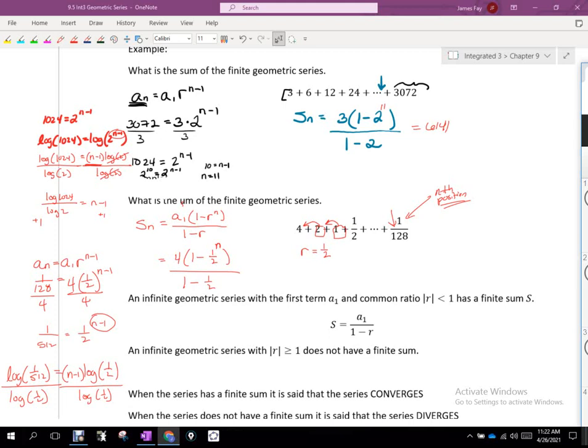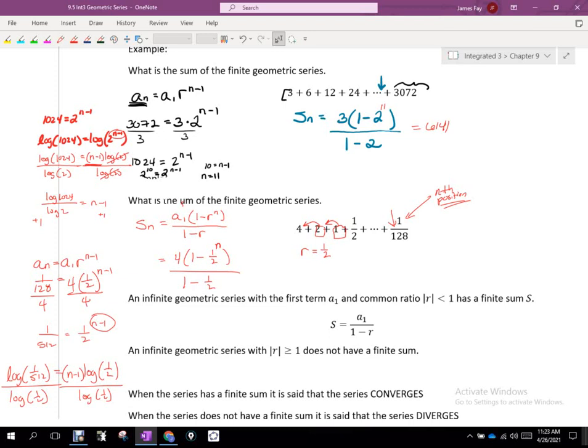I'm not going to get into the algebra of why this works right now. But it says an infinite geometric series with first term a sub 1, as long as the absolute value of the common ratio is less than 1, so basically as long as your ratio is between -1 and +1, then that infinite list of numbers added together will add to what we call a finite sum, a number that we can put our hand on. Does that make sense?